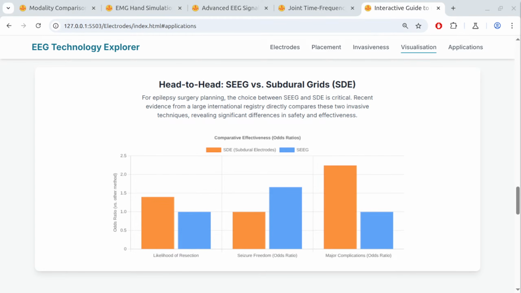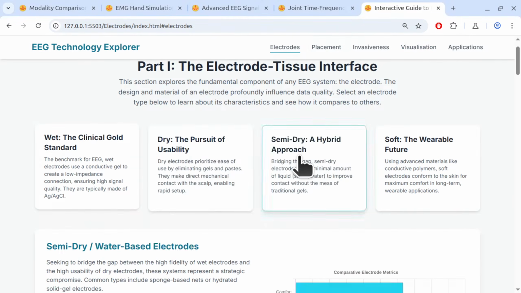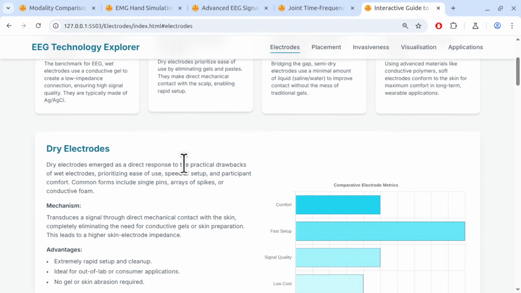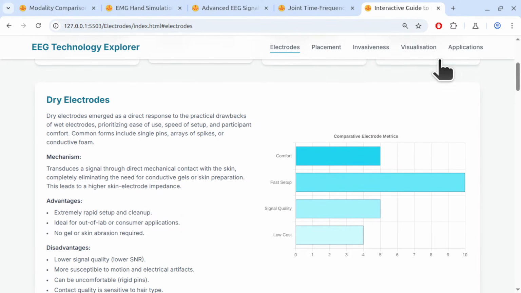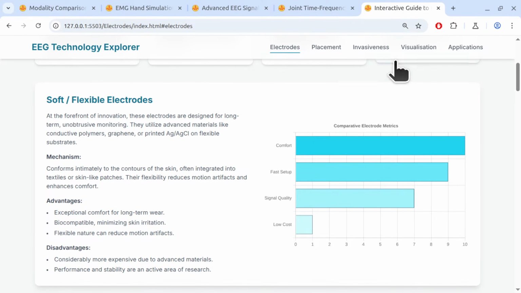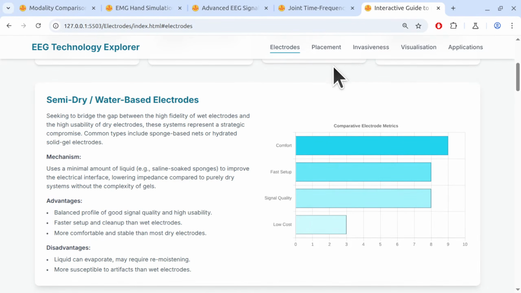Consumer-grade stuff, like the Muse headband for meditation, can be under $1,000. Research-grade systems, you're looking at mid-range from maybe 1K up to 25K, and the really high-end 256-plus channel systems go way higher. And the clinical invasive systems, SEEG, ECoG, MEAs, the cost isn't just the hardware, is it?